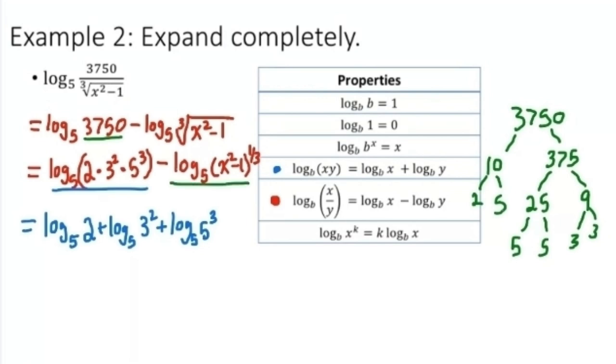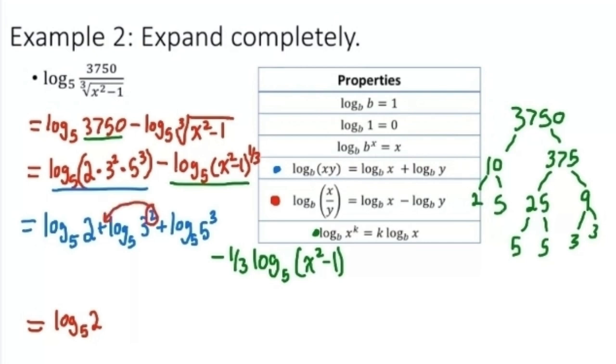As for our second log, we can now apply the power rule, which is our bottom rule there. And when we do, make sure you keep x squared minus 1 in parentheses, since x squared minus 1 is now the input to our logarithm. Now we'll check each log to see if there's anything more we can do to simplify. Log base 5 of 2 is as simplified as we can make it, since 2 is a prime number. But for log base 5 of 3 squared, we can apply the power rule to bring the 2 to the front. As for the log base 5 of 5 to the 3rd, we can apply the third property, log base b of b to the x equals x, and that would be equal to 3.